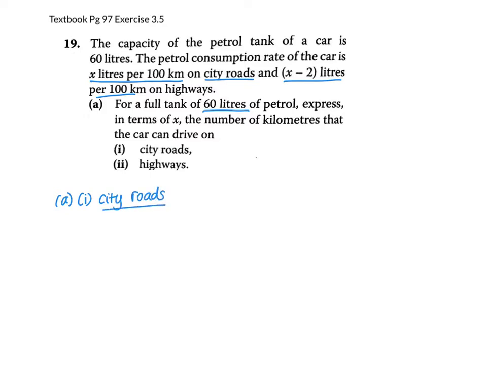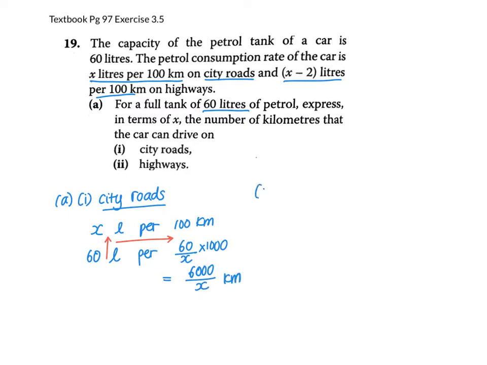So on city roads, I have x liters per 100 kilometers. A full tank has petrol of 60 liters. So what is the distance? I'll take 60 divided by x times 100. So that is 60 over x times 100, and that gives me 6,000 over x kilometers.